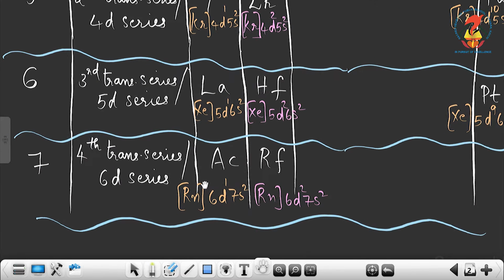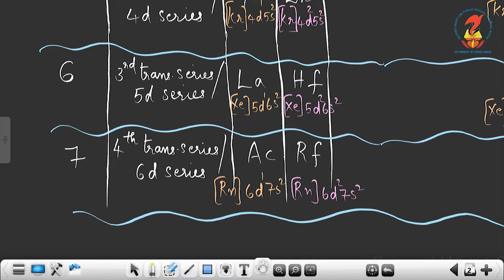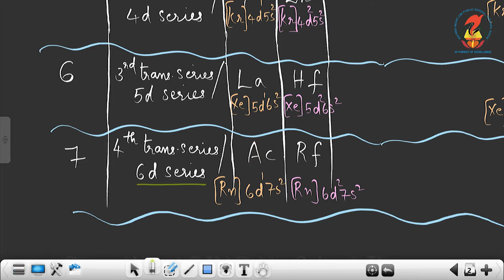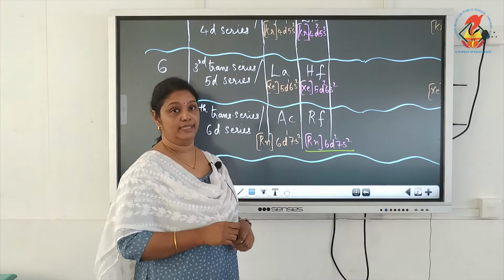Now comes the last transition series, which is in period number 7. They are called the fourth transition series or the 6d series, where the 6d orbital gets filled, and I have written two elements in the 6d series. Coming under lanthanum we have actinium with electronic configuration radon 6d1 7s2, and the next element is rutherfordium with configuration radon 6d2 7s2. Now this series is incomplete.